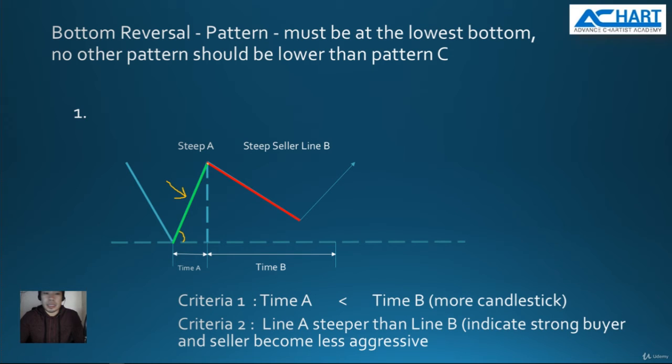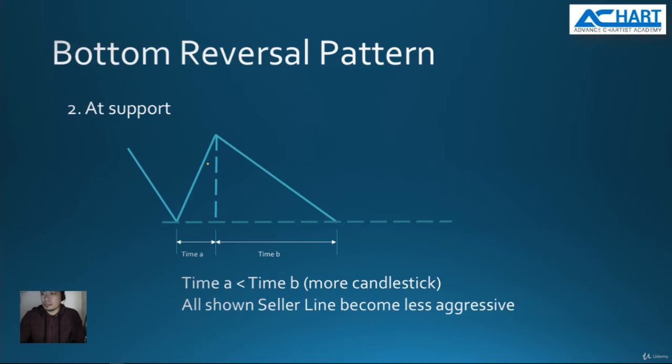There is no pattern that is lower than a bottom reversal pattern. The second type of bottom reversal pattern is that the seller finishes at the support level. Alright, at the support level. So why is this a potential reversal upward? Can you think about it?